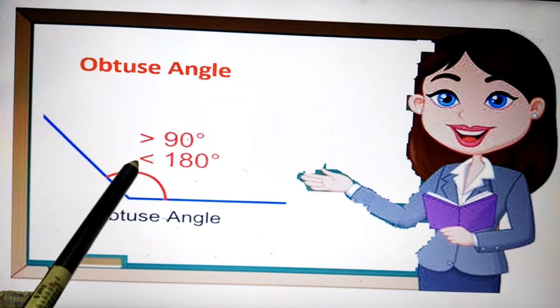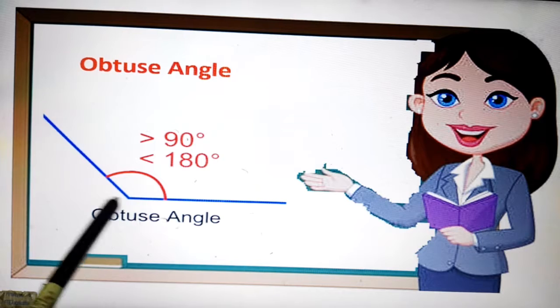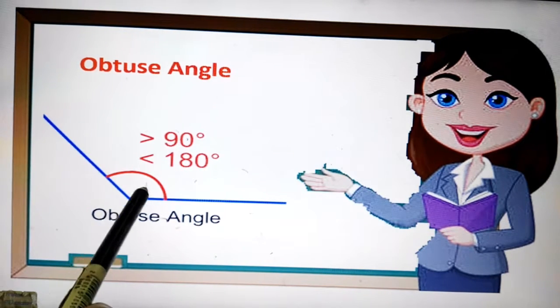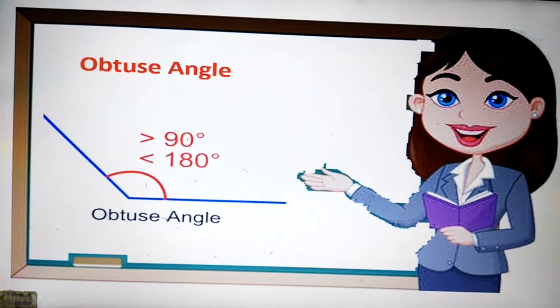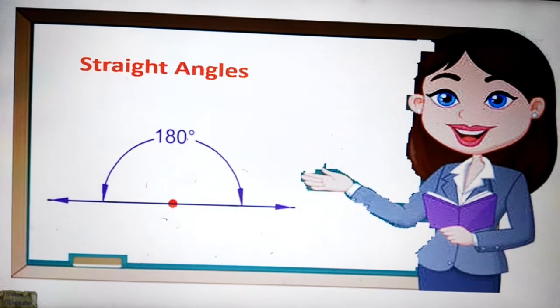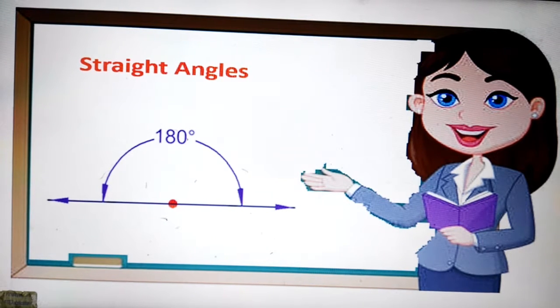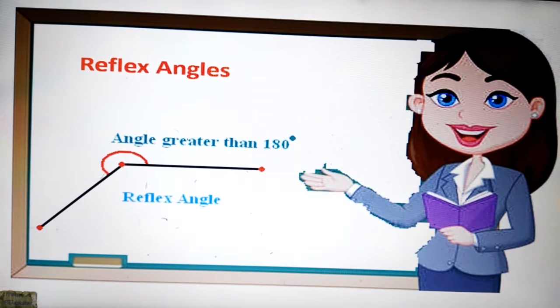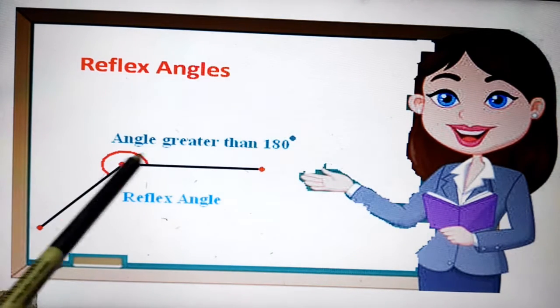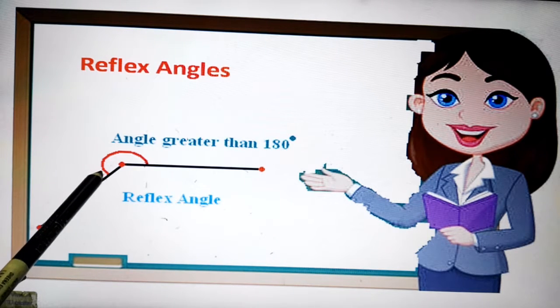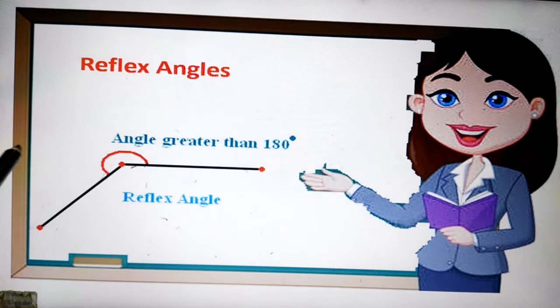Now angle greater than 90 degrees but less than 180 degrees. 180 degrees is a straight line. So from 90 degrees to 180 degrees, the angles are called obtuse angles, and the angle exactly 180 degrees is called straight angle. The angles greater than 180 degrees are called reflex angles. This angle from 0 degree to there is greater than 180 degrees because 180 degrees is a straight line. So angles greater than 180 degrees are reflex angles.